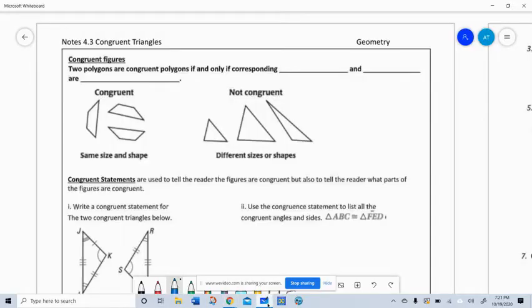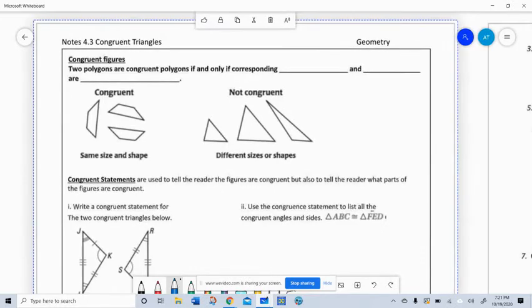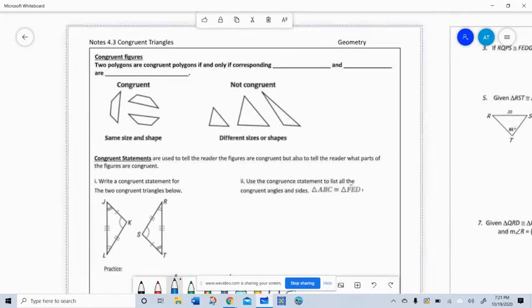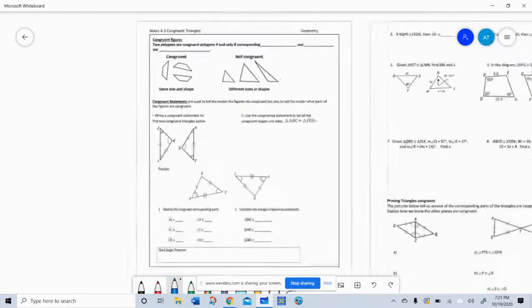In 4.3, we're going to look at what it means for figures to be congruent. We've used that word congruent before to describe sides and angles, but today we're going to use it to describe shapes. So two polygons are considered congruent if and only if their corresponding angles and sides are congruent.